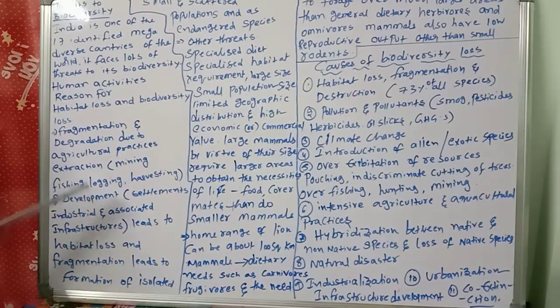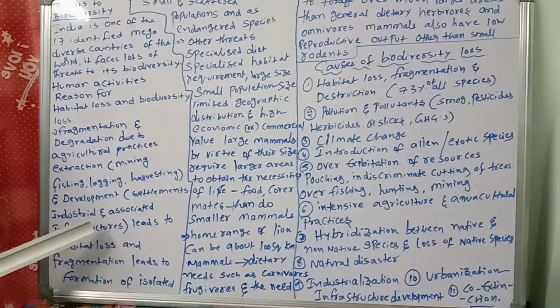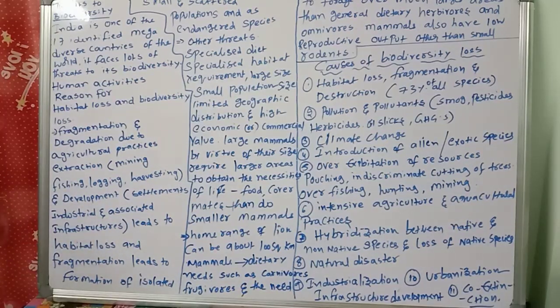These are all very dangerous practices damaging our biodiversity. And also development, settlements, industrial and associated infrastructure. Imagine one industry you want to develop: nearly 1000 to 2000 acres of land is required. For that 2000 acres, forest will be lost. So settlements, industrial and associated infrastructure lead to habitat loss.